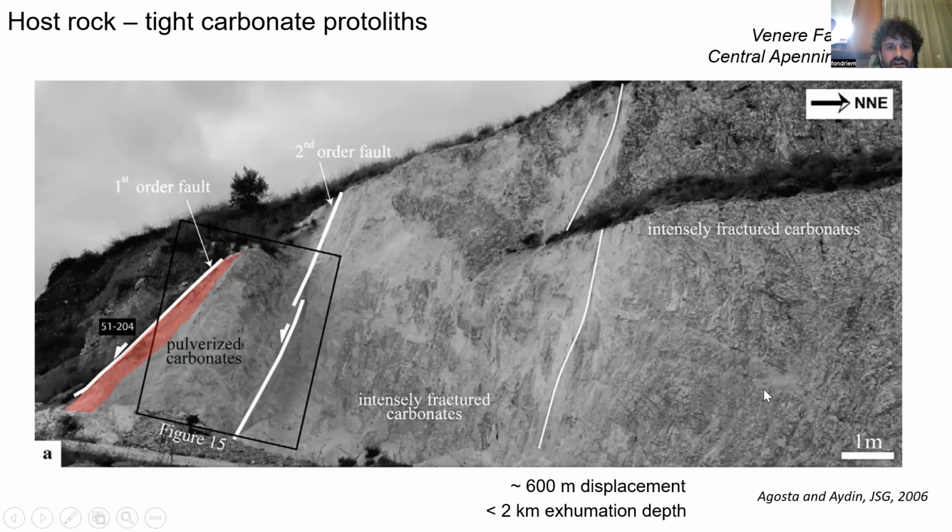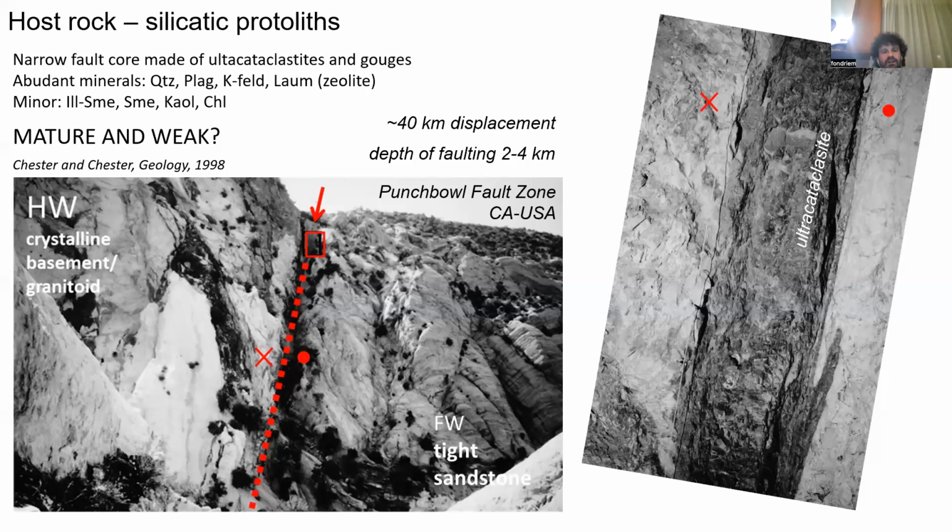Then if you move into silicatic rocks, still strong rocks, let's say, and non-porous, again, we are looking here at the same fault we saw before, so the Punchbowl fault. The depth of exhumation of this fault is very similar to this one in carbonates. And instead here, the host rocks are granitoids and sandstone. Again, you can see a localized fault core and then a damage zone, which in general is of the order of a few hundred meters thick.